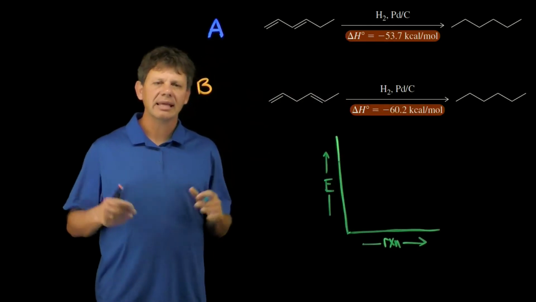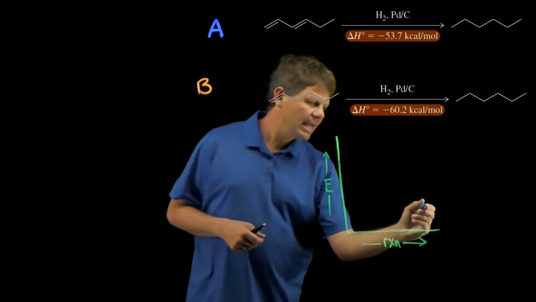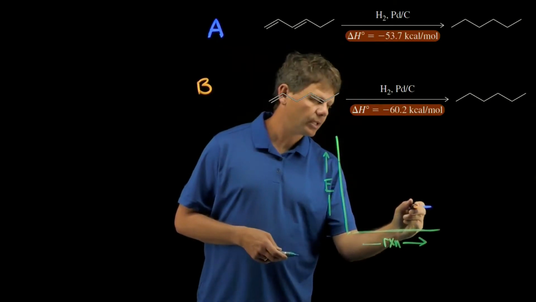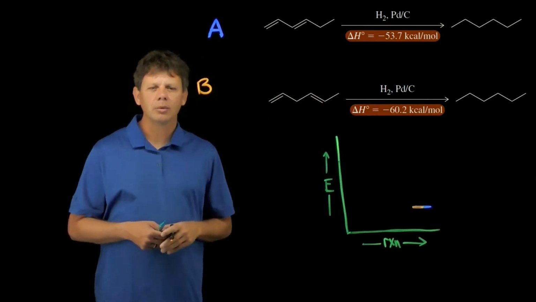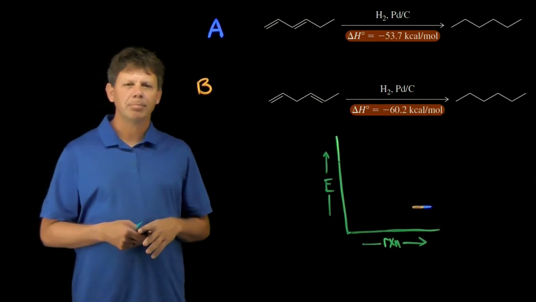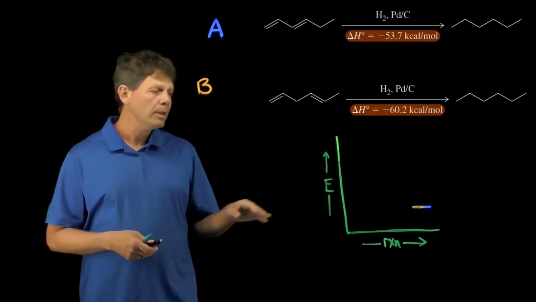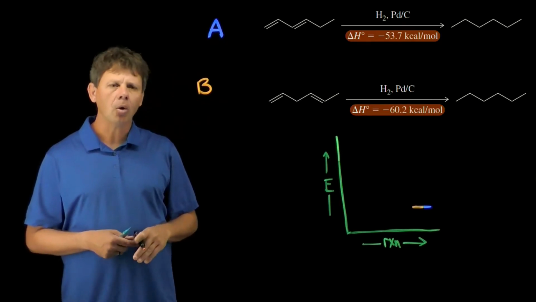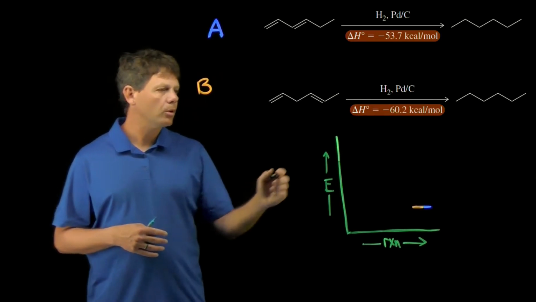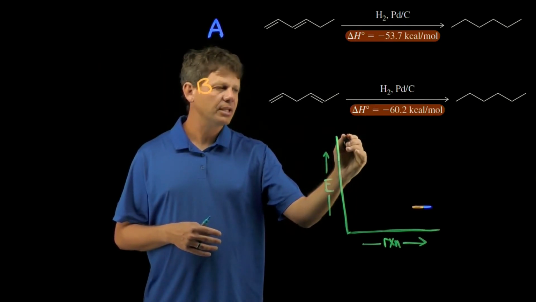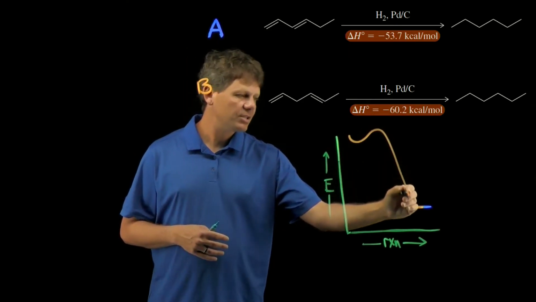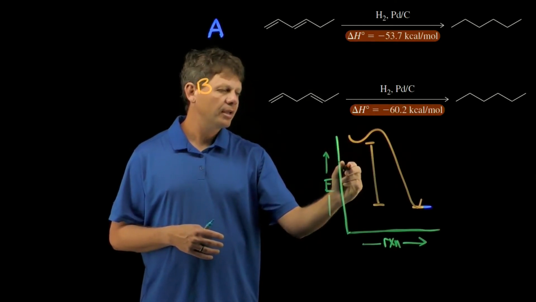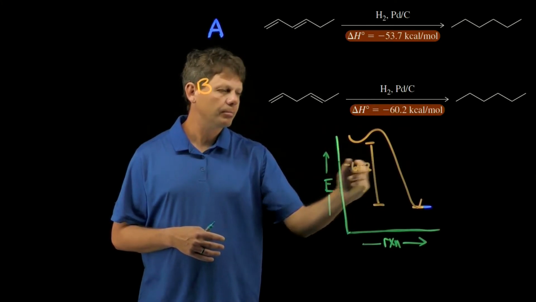And so if we're looking at the energy of these, both A and B will finish at the same spot. So we can draw our orange and our blue line in the same position. Now, if B releases 60.2 kilocalories per mole, we can start that reaction here and have it finish down there, where this value here corresponds to that negative 60.2.